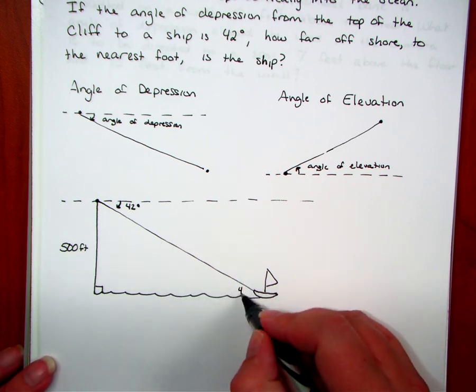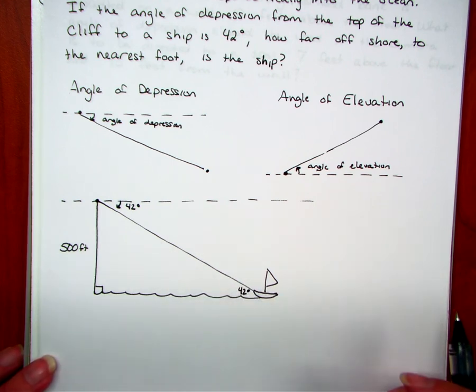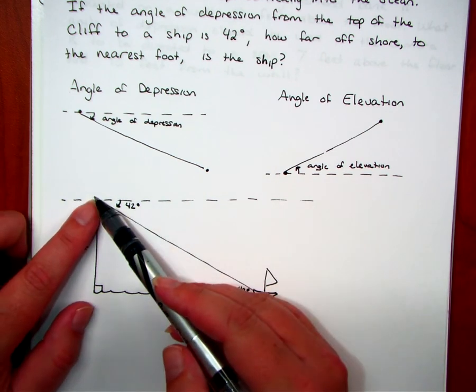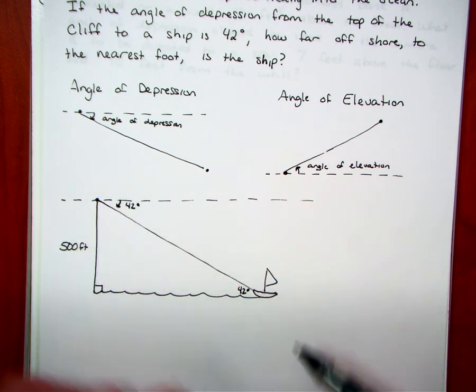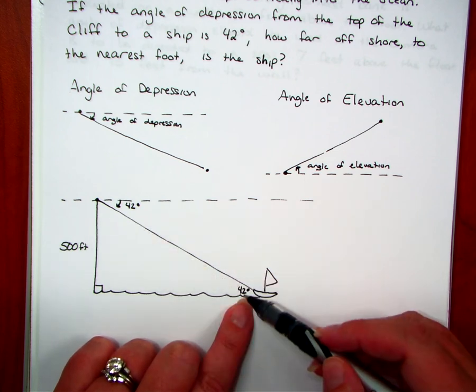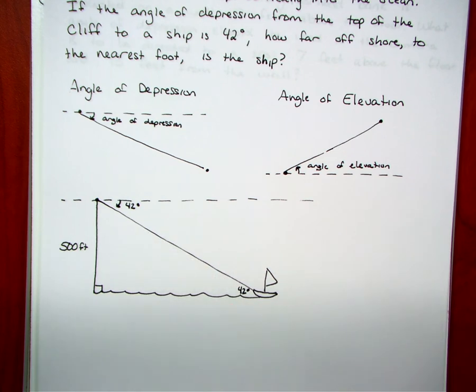So this here is also 42 degrees, right? So an angle of depression from the top of the cliff to the ship is 42. The angle of elevation from the ship up to the top of the cliff is also 42. So that's one way to figure out one of those interior angles.